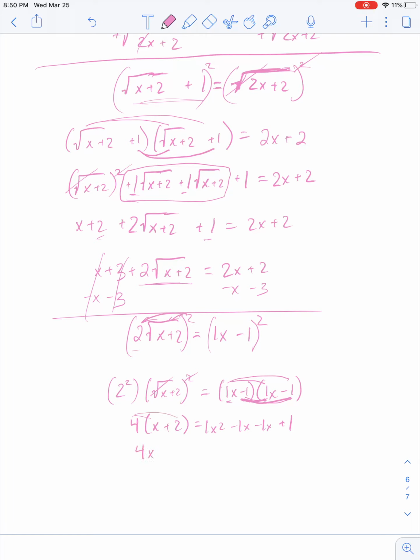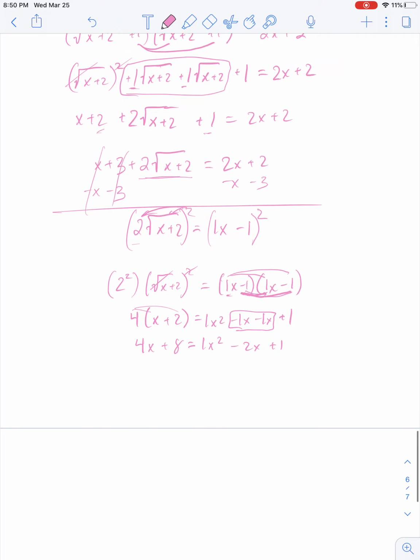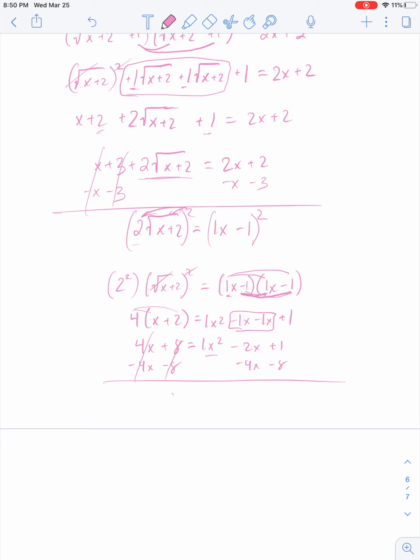We distribute: 4x plus 8. We bring down our 1x squared. We combine those. We get minus 2x plus 1. And quadratic again, right? So we set it equal to 0. Minus 4x, minus 8. Minus 4x, minus 8. Cancels. 0 equals 1x squared minus 6x. And 1 minus 8 gives us a negative 7.